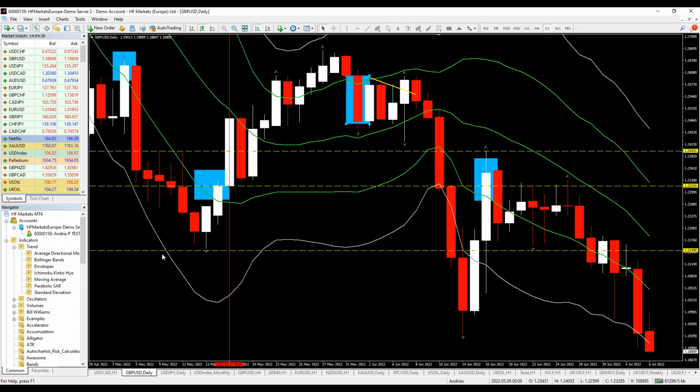So 50% of the position. That's the very first target, okay? So then the second target, if you want to use multi-targets, by the way, so that's the very first.